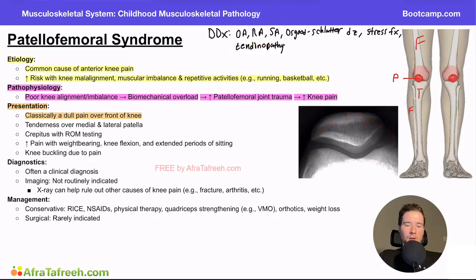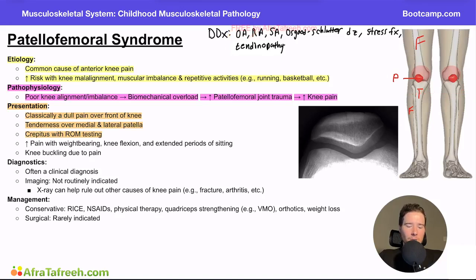Now, these patients can also present with tenderness over the medial and lateral patella, as well as crepitus with range of motion testing. So what is crepitus? Crepitus is like a crackling, a popping sensation in the leg as you're moving it through motion, right? So if you have a leg and you're moving it from flexion to extension and back and forth, you can hear some crackling sensation. That is crepitus in the joint itself. Very common with a lot of other conditions, particularly osteoarthritis is a classic one.